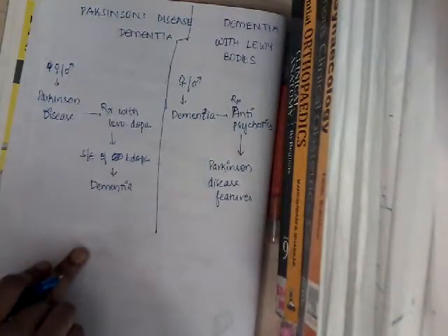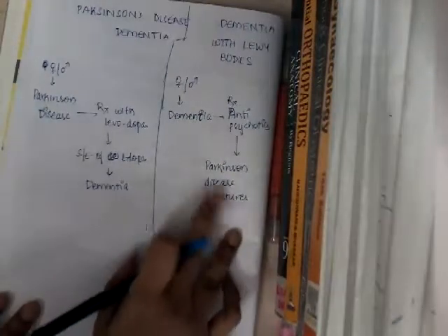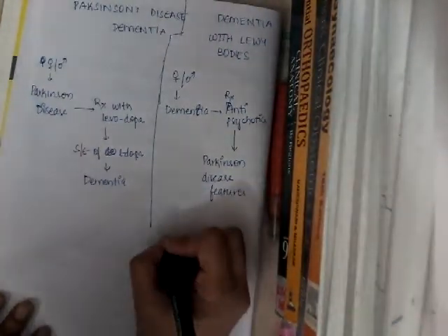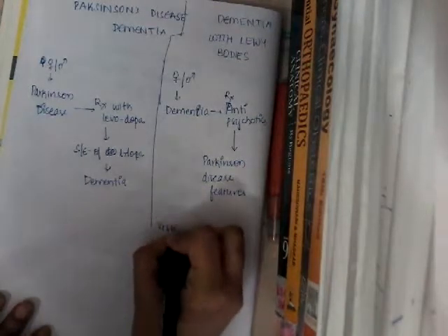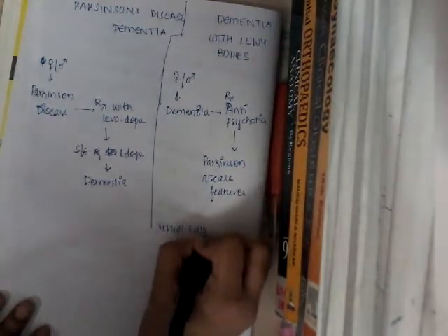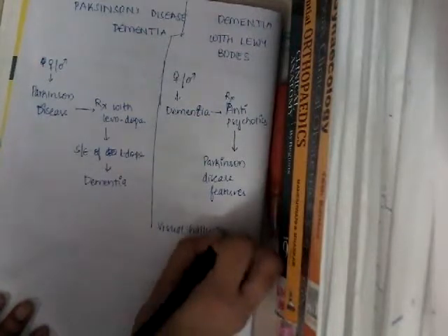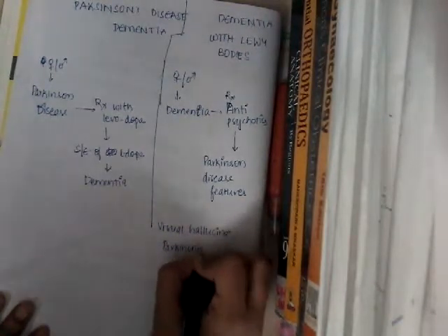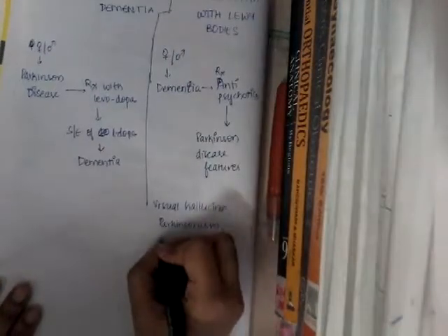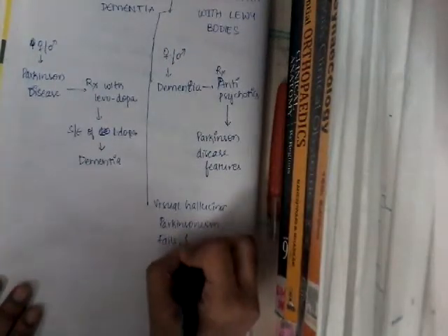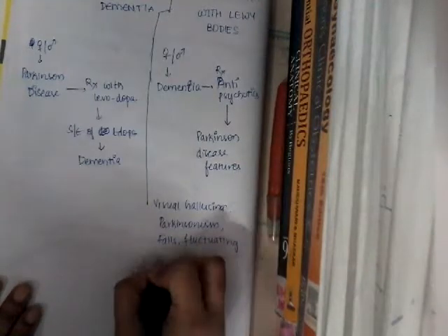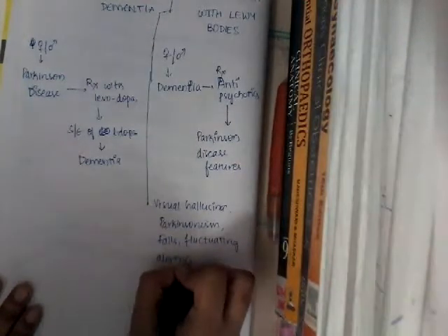So what are the main clinical features of dementia with Lewy bodies? In dementia with Lewy bodies, he has dementia and he has visual hallucinations. And then he will have Parkinsonism, all the features of Parkinsonism. And then he might have fluctuating alertness. These are seen.